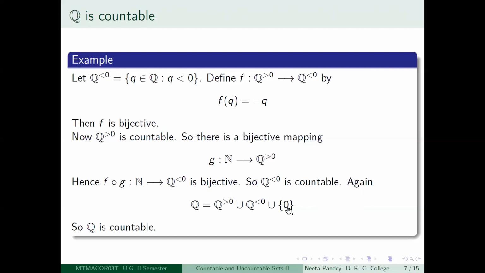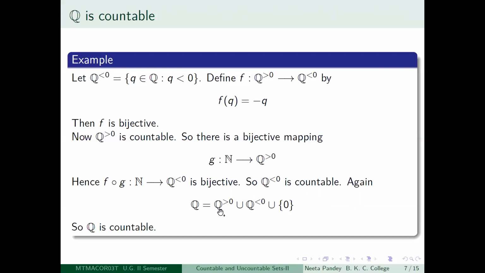So what have you got? You have one countably infinite set, which is the set of positive rationals. You have another countably infinite set, which is the set of negative rationals. And then you also have a finite set, which consists of only the element 0. So if you take the union of all three of these, then you will get the set of rational numbers. So you have three countable sets, and you are taking the union of that.